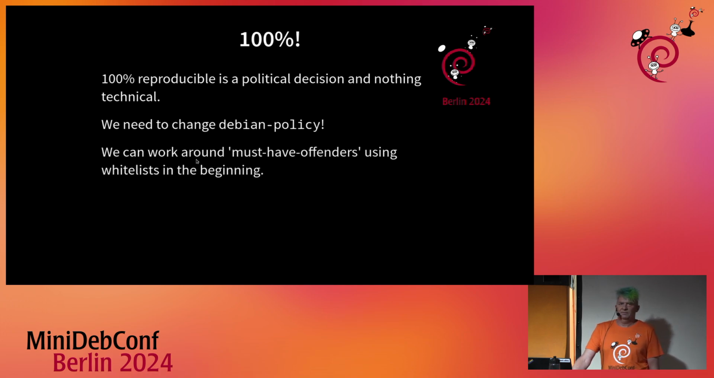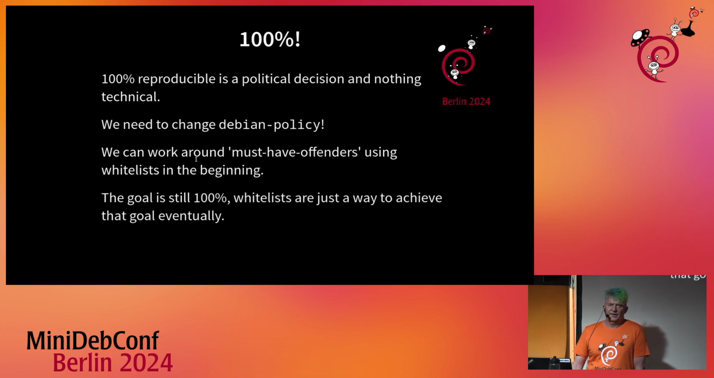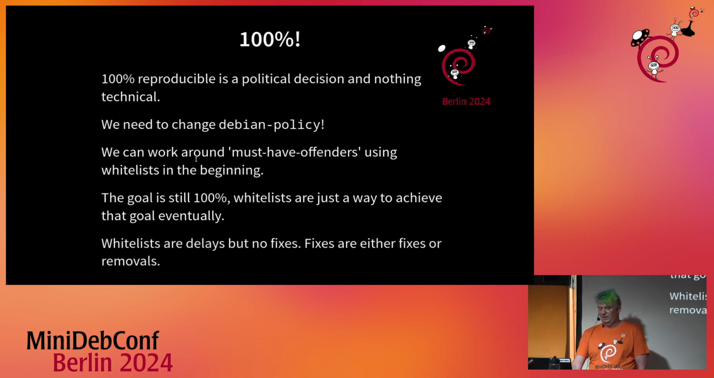And we can work around must-have offenders using a whitelist in the beginning. Whatever. If the Linux kernel, GCC, LibreOffice, Firefox are unreproducible, okay, fine. Let them in. Have a whitelist first. The goal is still 100%, and whitelists are just a means to achieve that. Because then we can exclude the others and only have very few offenders. But whitelists are only delays but no fixes. Fixes are either fixes or removals of these packages, and not saying, oh, this package is important, it can violate the rules.